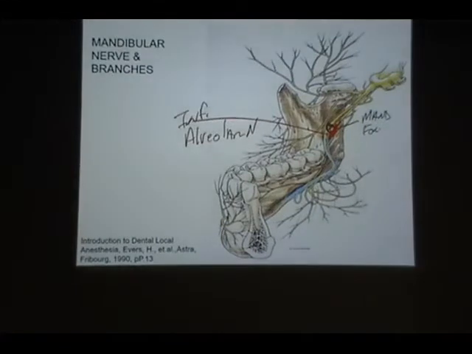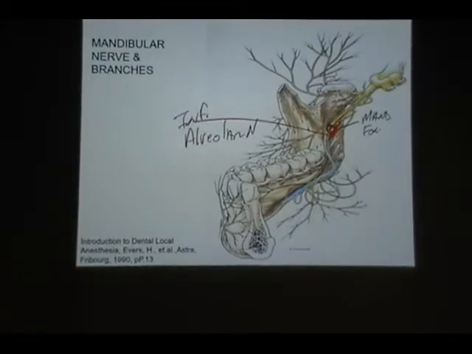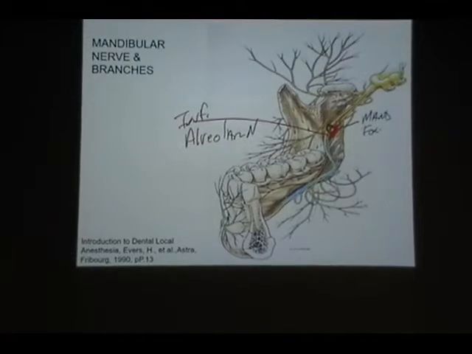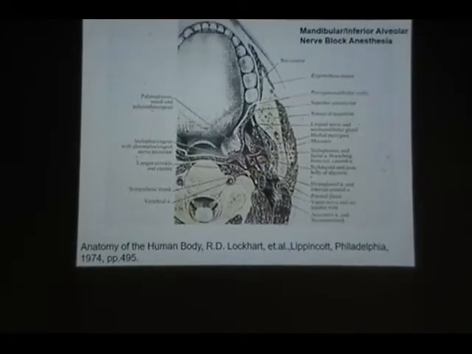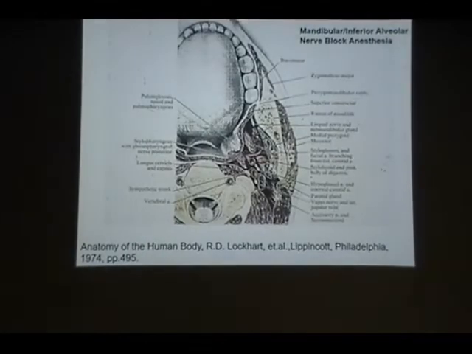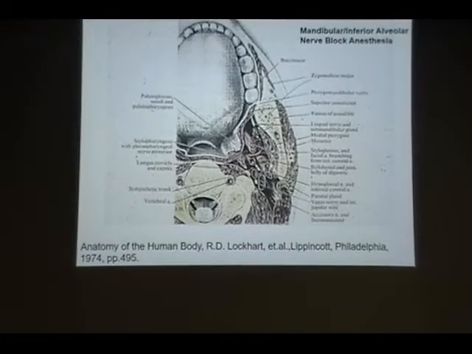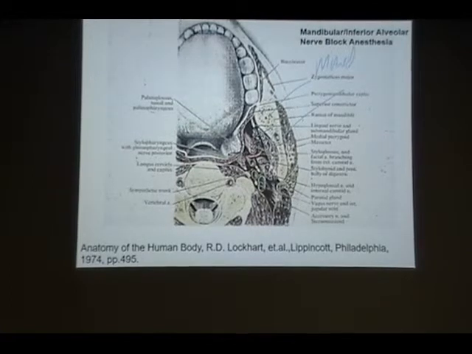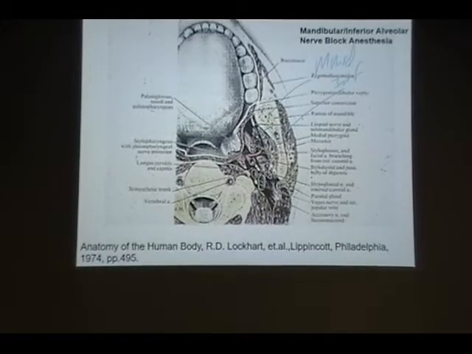Okay. So that mylohyoid nerve coming down here, let's look at how they are entering into this region. Look down into the region that they are entering. This area here, here's the mandible. Here's the inferior alveolar canal.